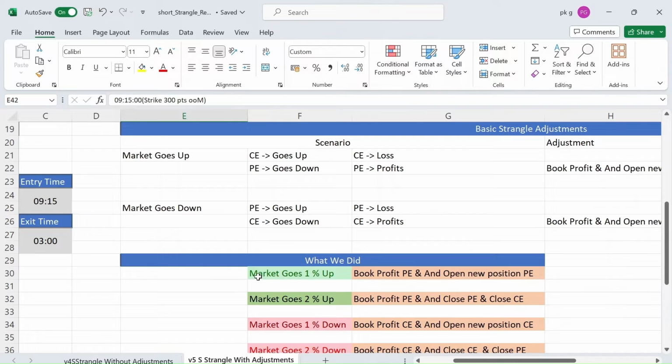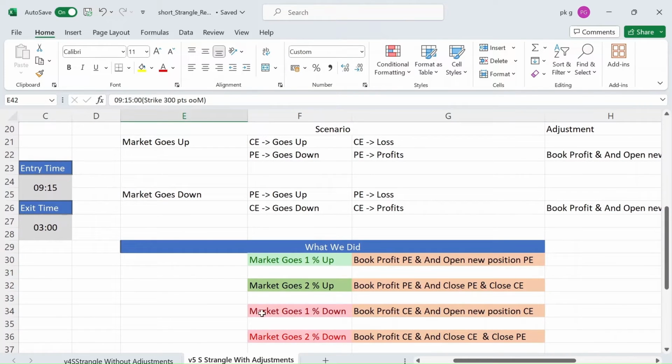When I say market, I'm checking the price of the Bank Nifty main chart for that day. So when it goes 1% up, we will book the profit in PE. That means we are closing the PE position and we will open a new position for PE. And let's say the market goes even more up. If it goes 2% up, we will book the profit in PE again, which is the position we have added here. And booking the profit means closing P, of course, and we are closing the C as well. That means we are closing the entire strangle.